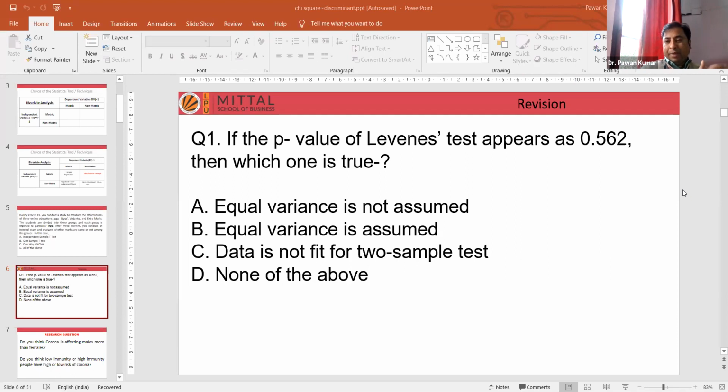Very good, Ambika, Amandeep, you are absolutely right. It means that equal variance is assumed, because you already know that when you conduct Levene's test, if the p-value is greater than 0.05, then we accept the null hypothesis, and the null hypothesis is that there is equal variance. Equal variance is assumed.